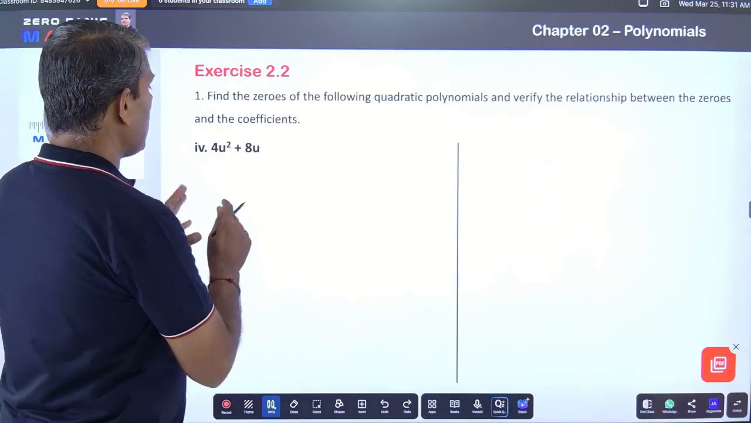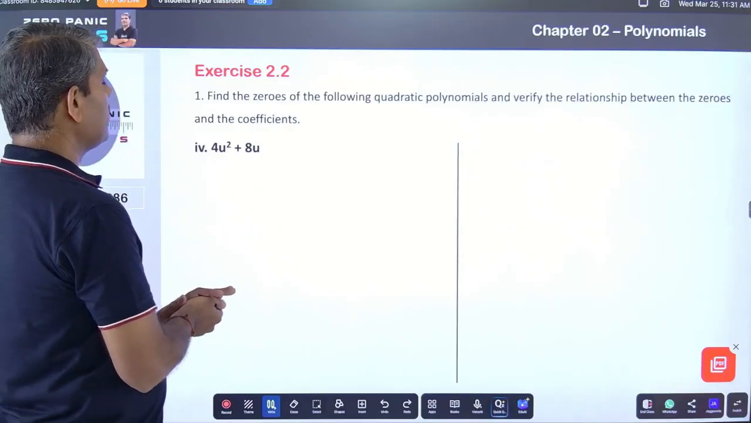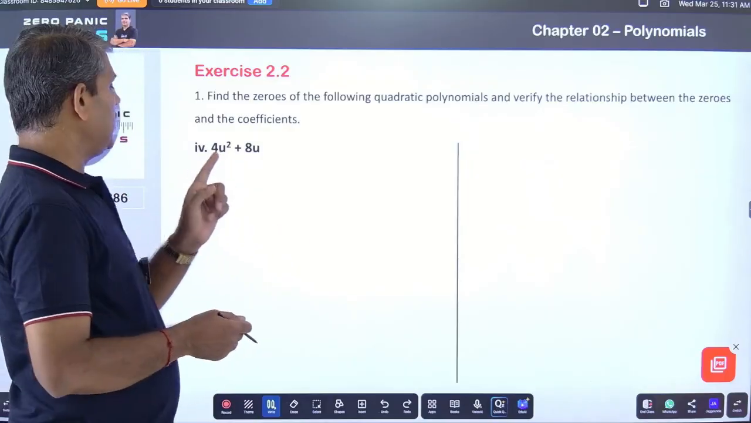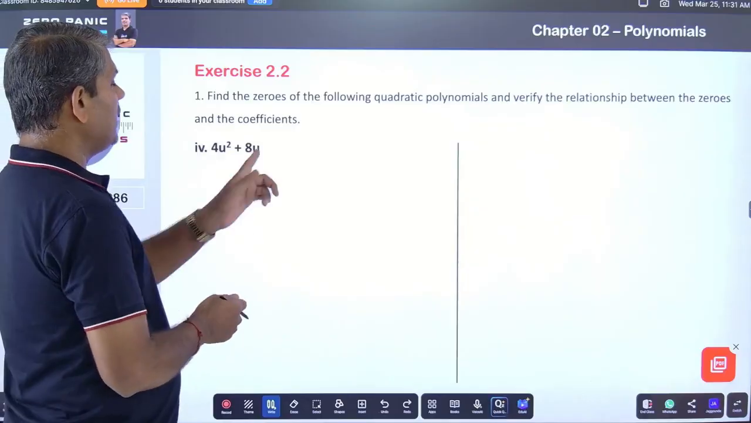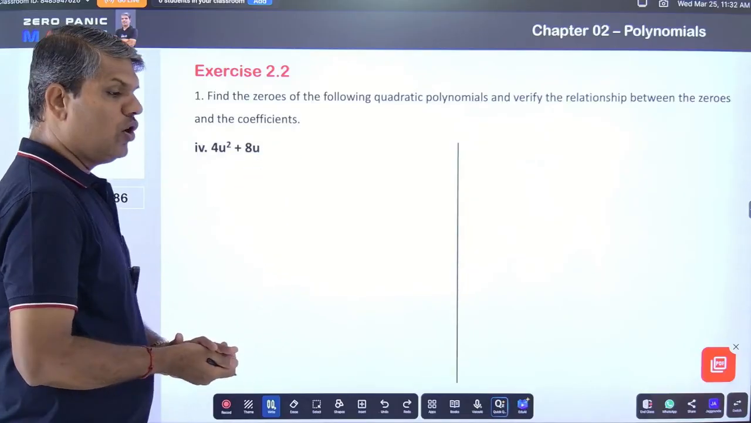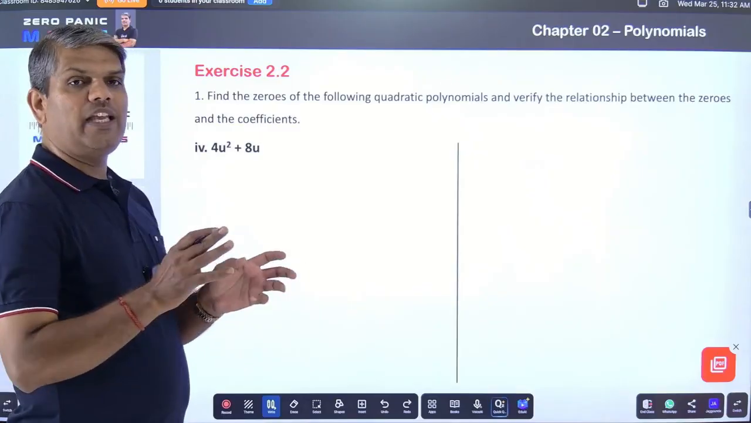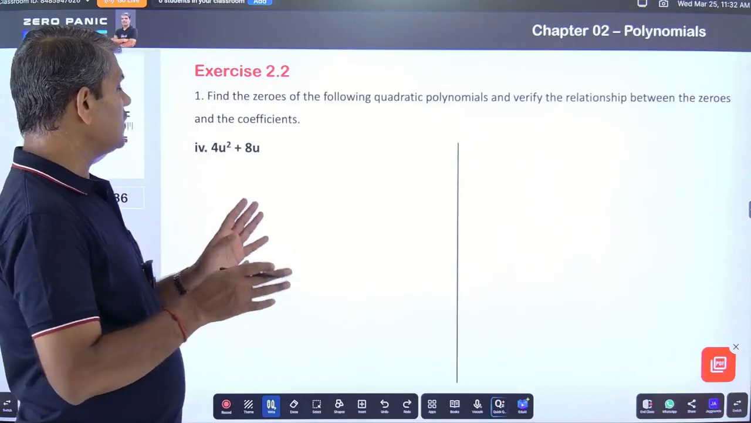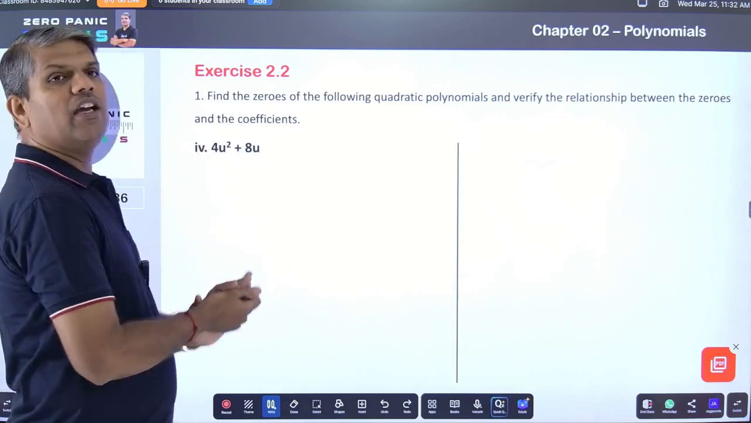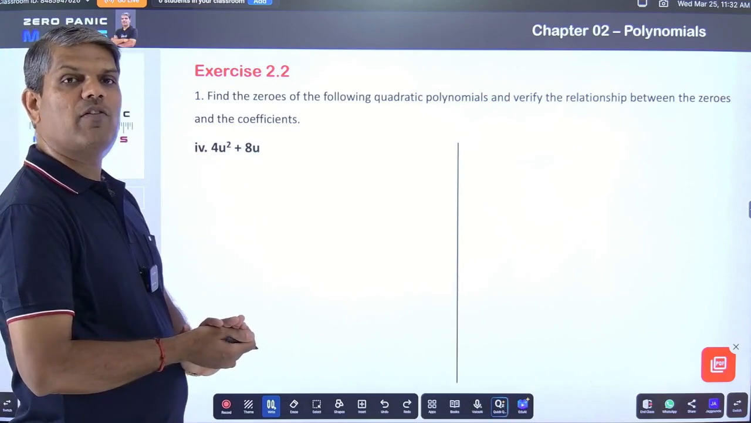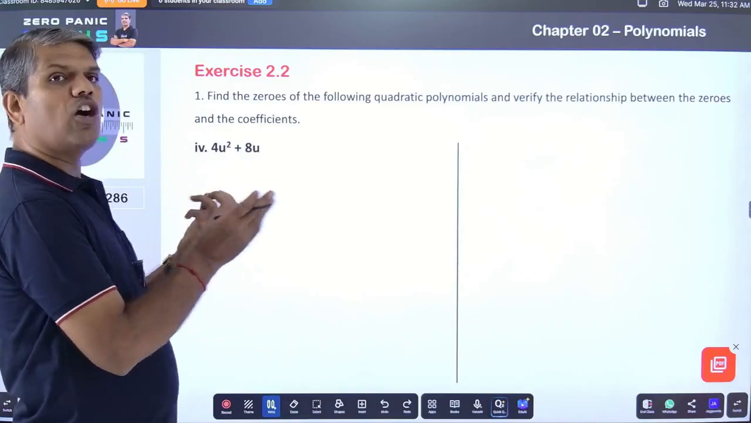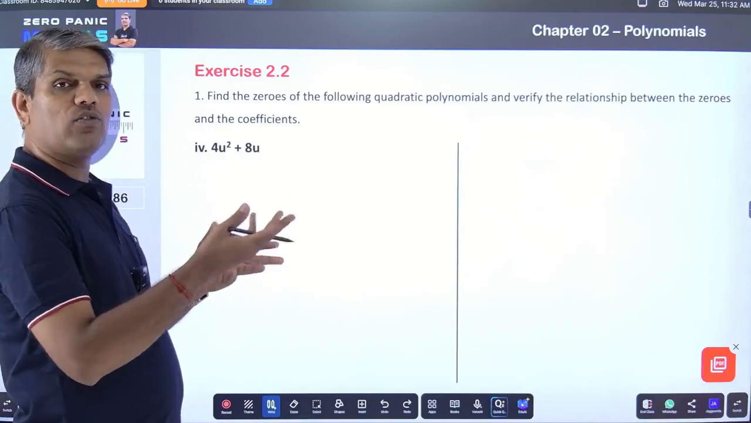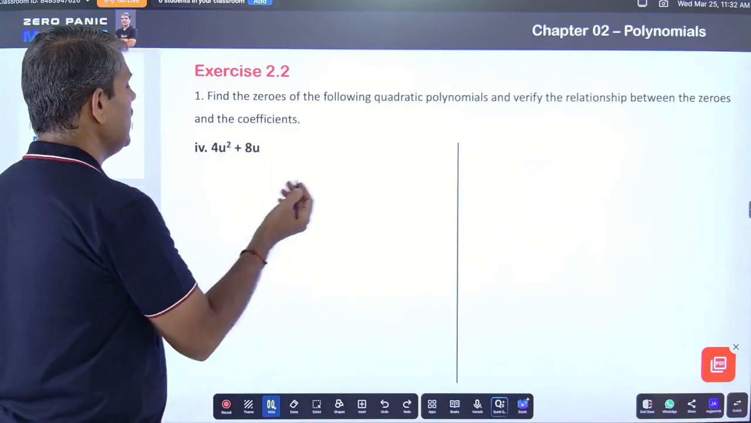This problem is a little bit different because we are given only two terms in this problem. There is no constant term given, so we don't have to actually split the middle term, because we are already given an expression from which we can take something common and find the zeros very easily.